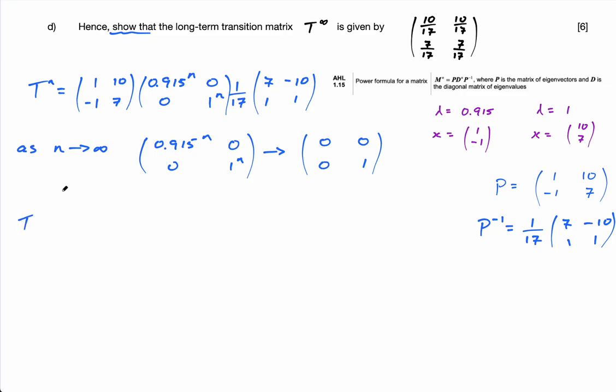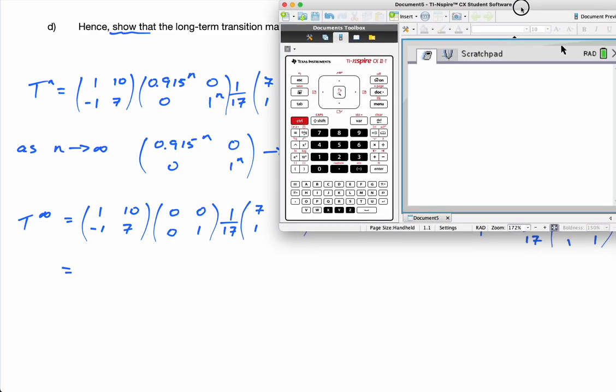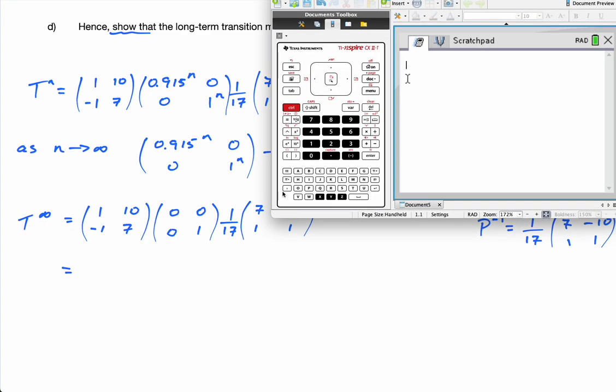Therefore, I can say T to the power of infinity is equal to 1, negative 1, 10, 7 times, instead of this, I'm going to put 0, 0, 0, 1 times 1 over 17 times 7, 1, negative 10, 1. And when I do all this on my calculator, hopefully we will get exactly what we said we'd get. So let's just do it.